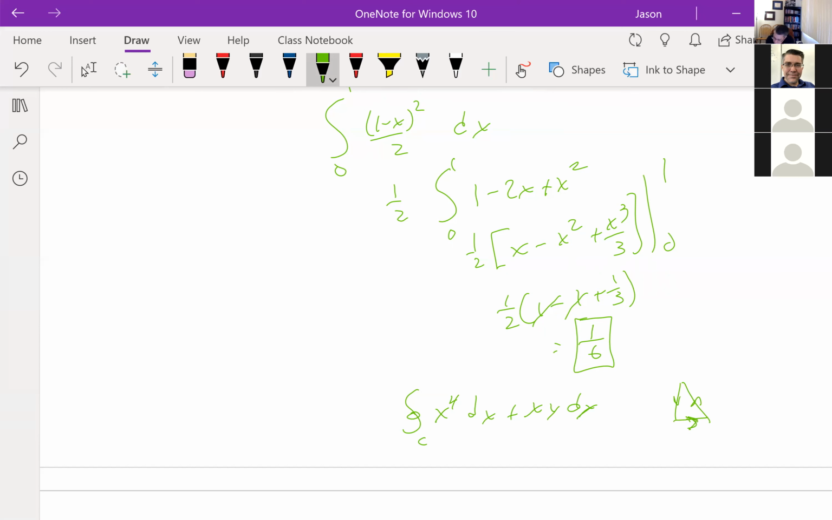Okay, so again, instead of having to do three pieces here or trying to find some way to parameterize this thing, we can just use Green's theorem and go directly to a double integral. So that's the power of this thing.